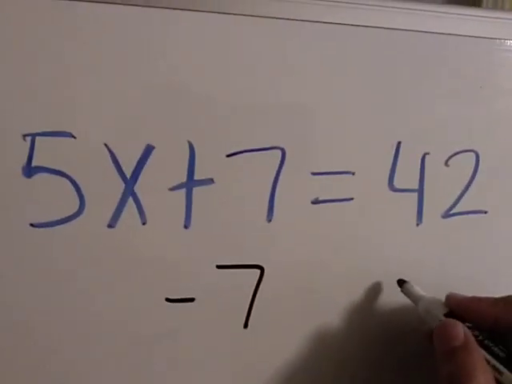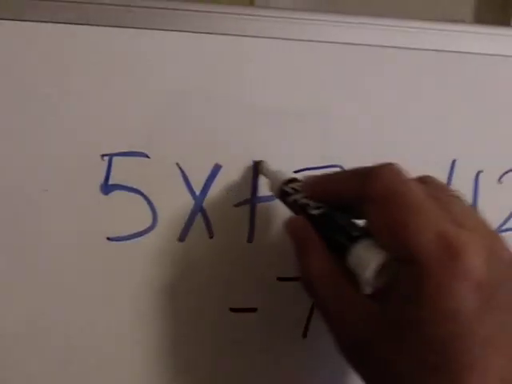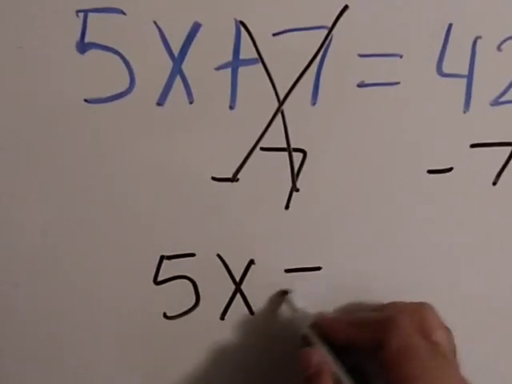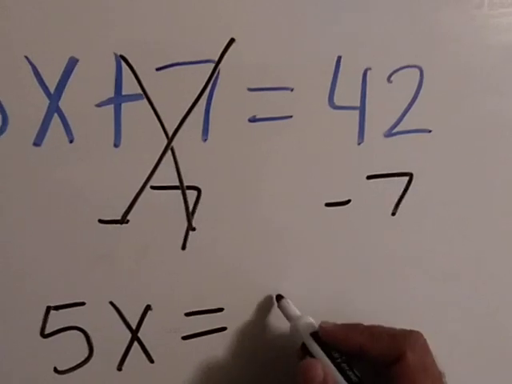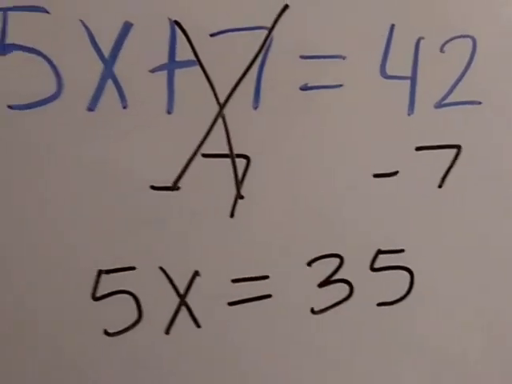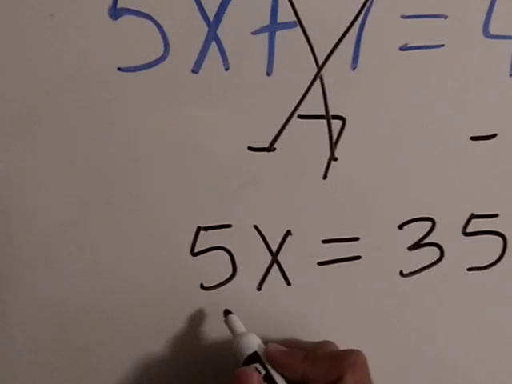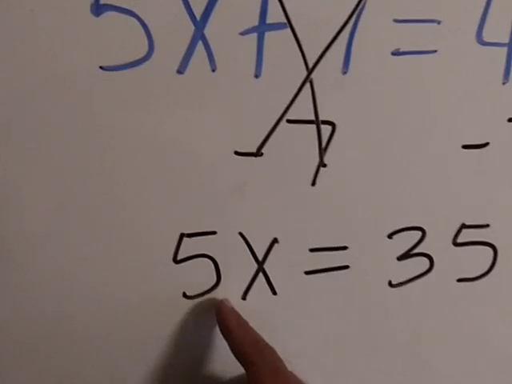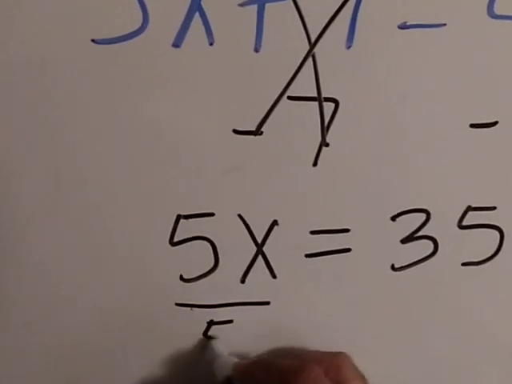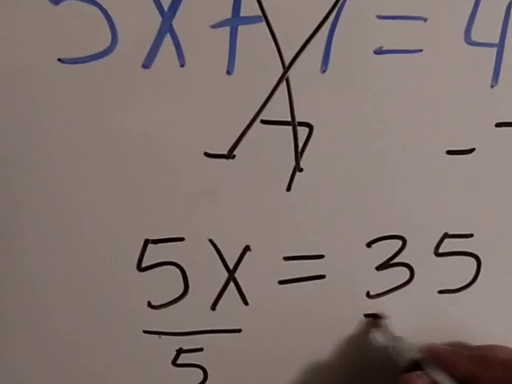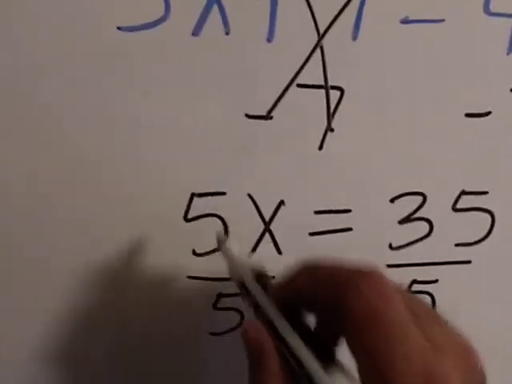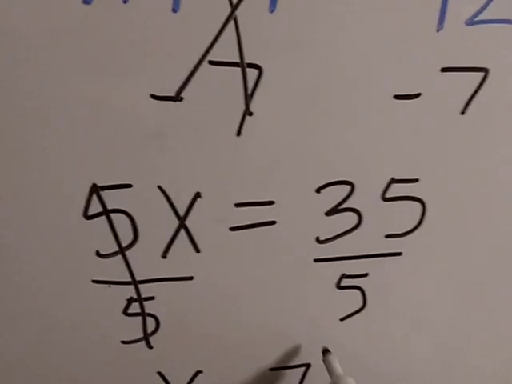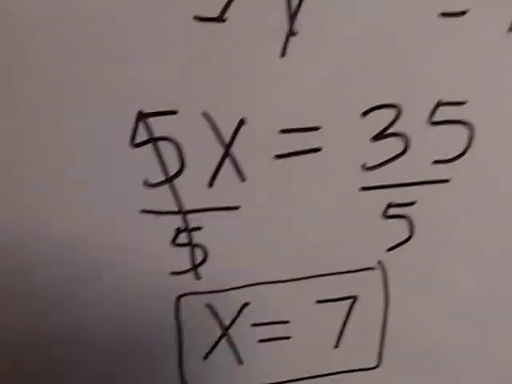So remember, whatever you do to one side, you do to the other. These two cancel out, so we're left with 5x equals, what's 42 minus 7? It's 35. And we do the division now, because remember, the opposite operation of 5 times x would be division by 5. So whatever you do to one side of the equal sign, you do to the other here as well. 5 over 5 cancels out, and we're left with x equals 7. And there is our answer.